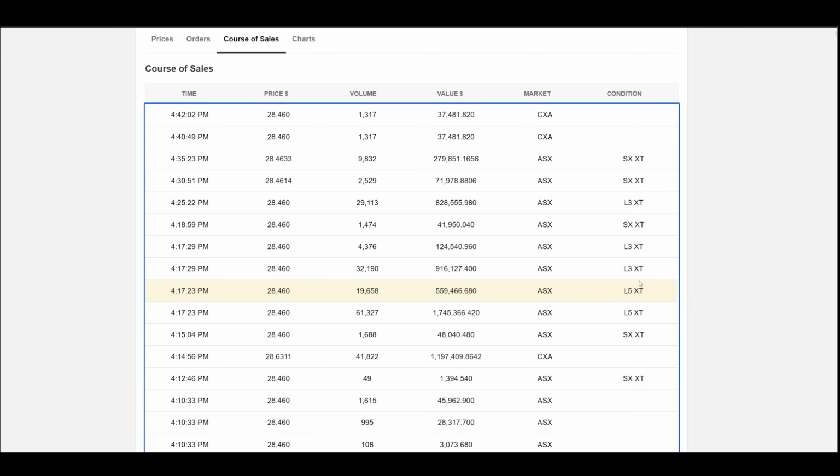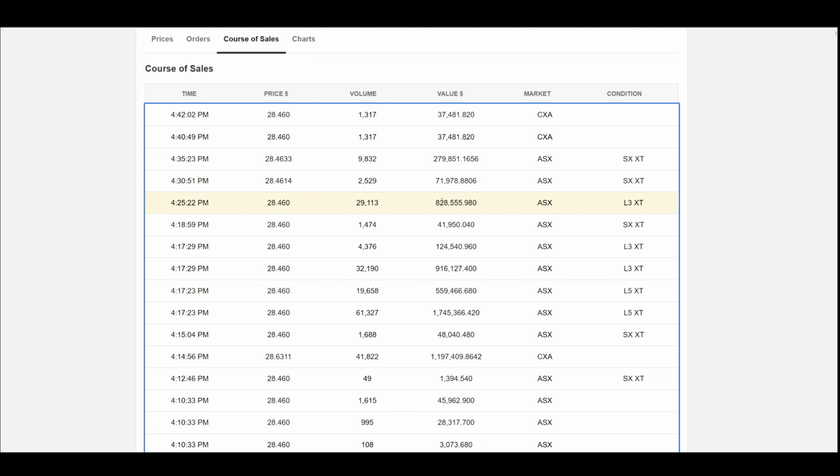Effectively, I would look at this as a retail trader and go, all this is effectively the exact same thing in my eyes. The way they work behind the scenes is different, because this is how institutions trade large amounts of shares. But as a market participant like you and me, it effectively doesn't do anything different. If you see an SX XT or an L3 XT or an S2 XT, it makes absolutely no difference to the way you and I trade.